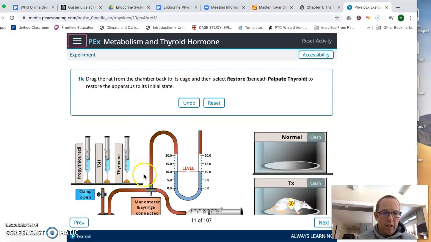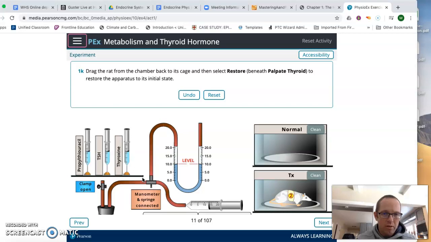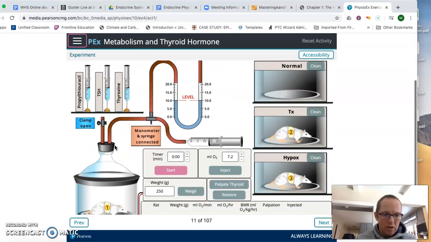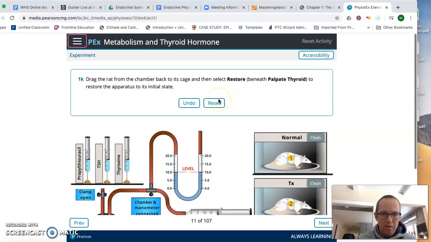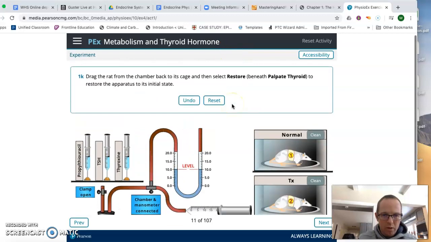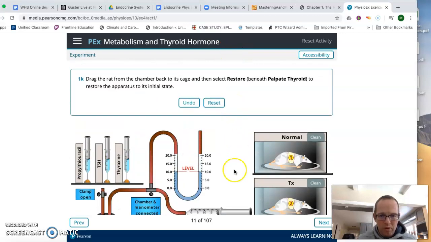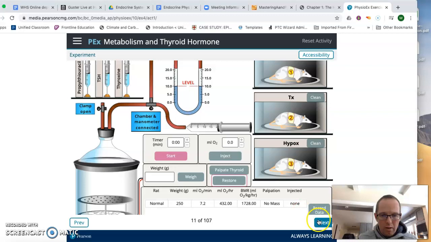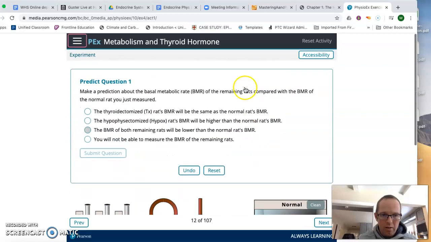Now, after we do that, we're going to drag that rat from the chamber back to its cage. We'll take the normal rat, put it back here. We're going to click restore. So everything's going to go back to its normal state. Then we'll have a question.